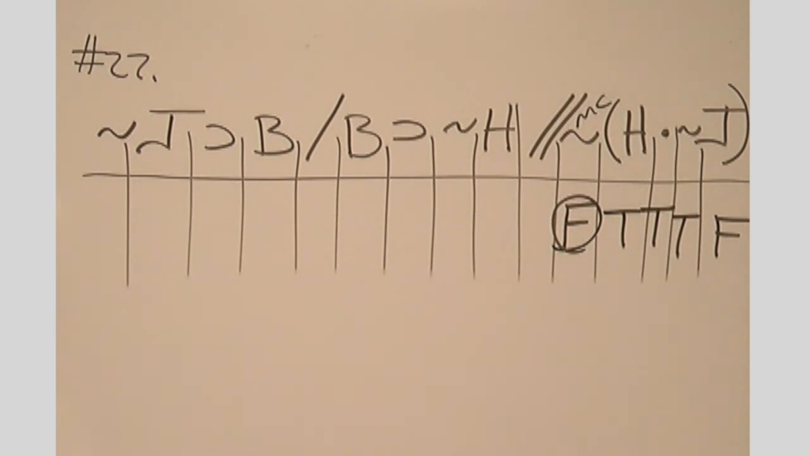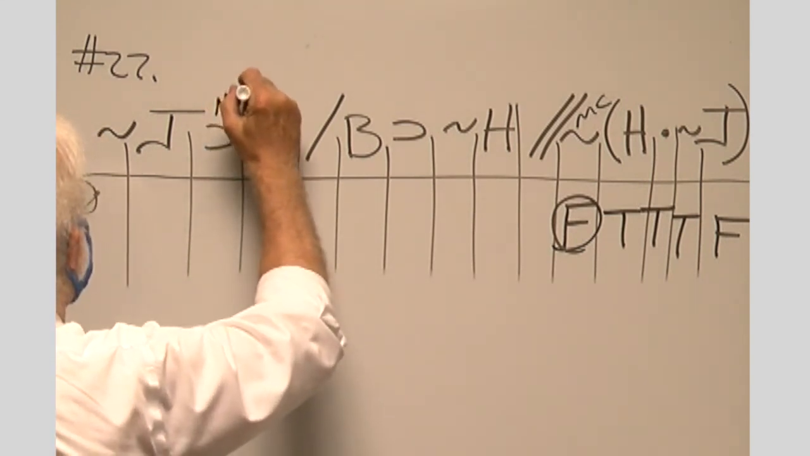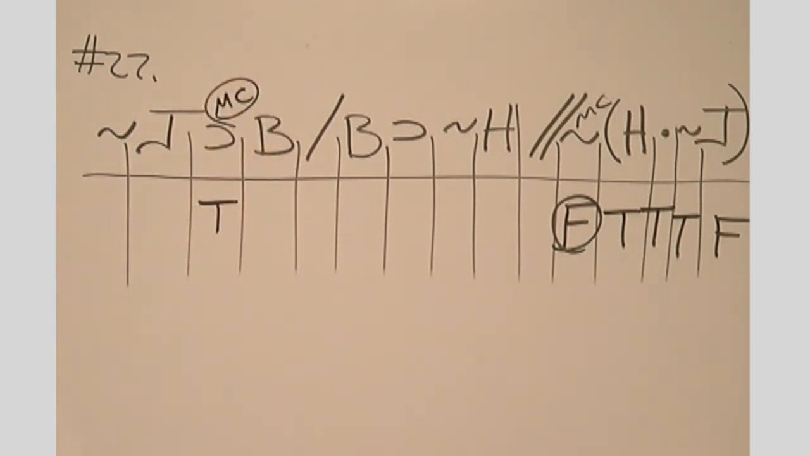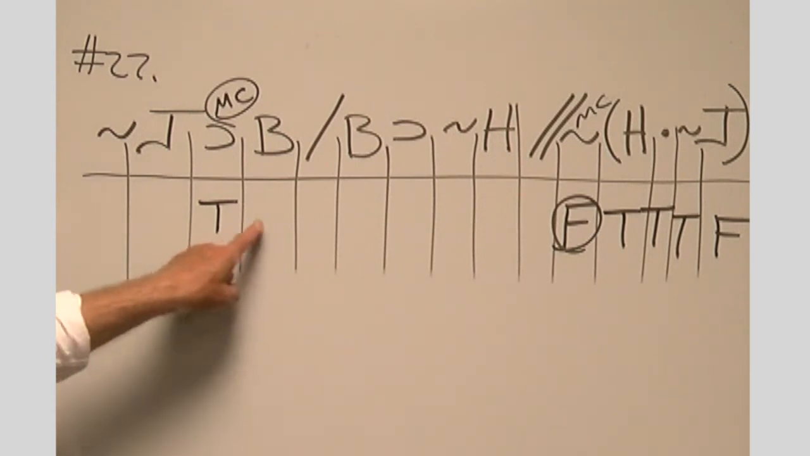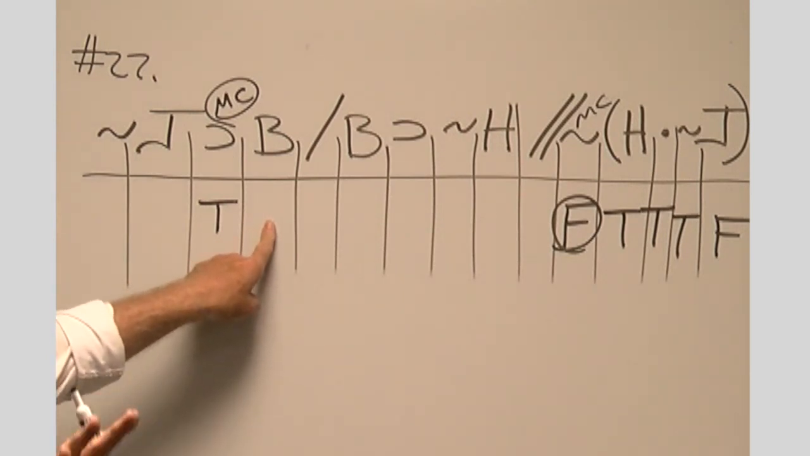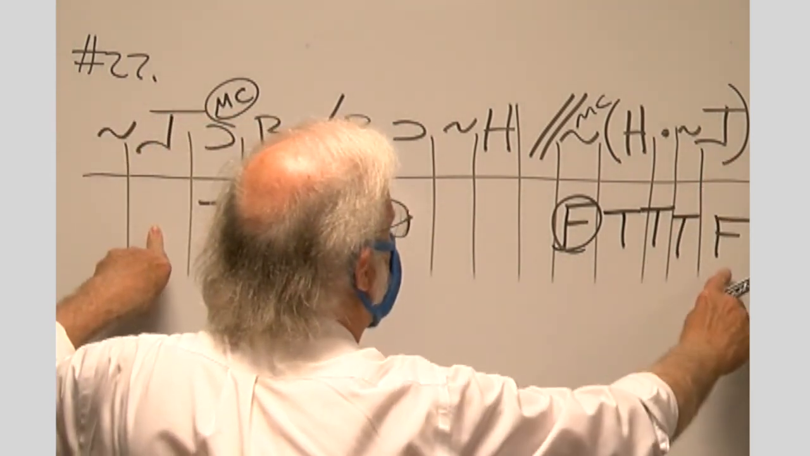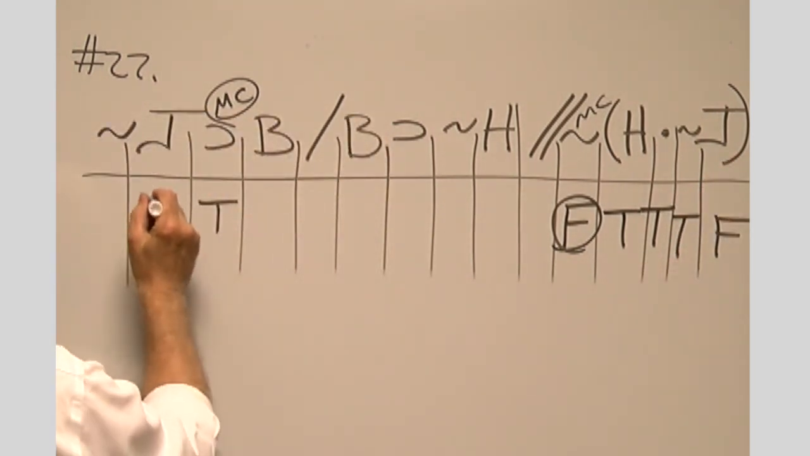Let's go to the first premise. Again, I strongly encourage you to set the main connective to be true. Do we know anything about B? No. Do we know anything about J? Yes. From the conclusion, we know that J needs to be false.